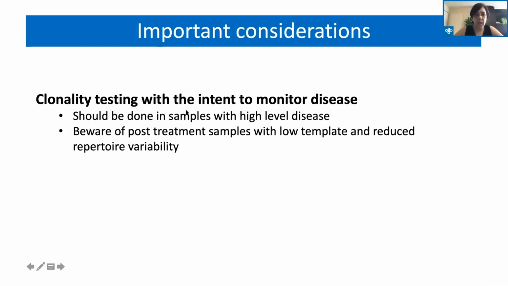This, as I said, has to be done with samples with a high level of disease, and the very lowest level of disease that we would take is 5% disease, because otherwise you have a very high risk of ending up with a pseudoclone. The other thing that is important to consider is to make sure that those patients are assessed, if at all possible, at the time of their first diagnosis of disease, and not in samples that are post-treatment, because these are usually samples that have very low template and also a reduced repertoire. So it's very likely that you could end up with a pseudoclone.